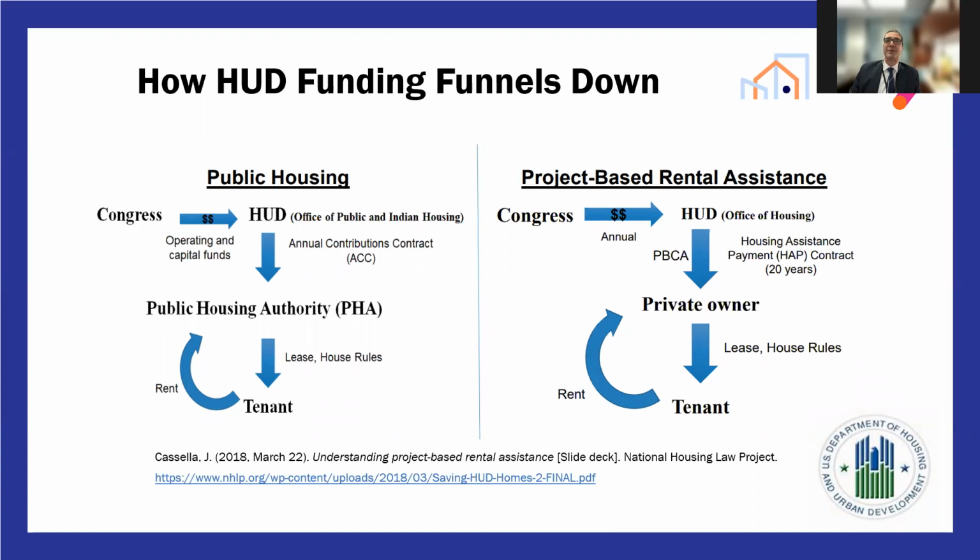HUD is funded through congressional appropriations, and public housing authorities, that's the flow chart on the left side of the screen, receive operating and capital funds. And these funds are used to offset the rent gap that a tenant will pay for their rent. And generally, a tenant will not pay more than 30% of their income on rent.